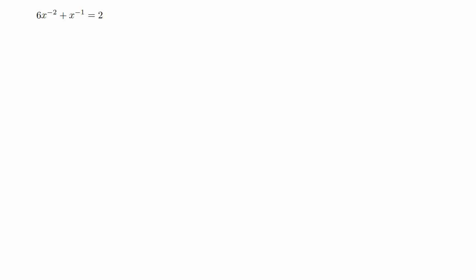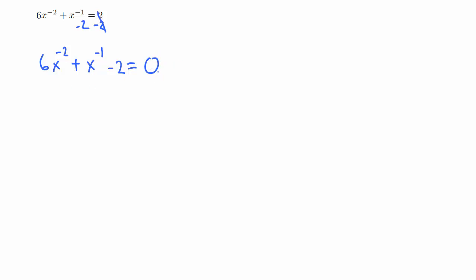Hello. In this video, we're going to be solving the equation 6x to the negative 2 plus x to the negative 1 is equal to 2. The first thing I'm going to do is get the 2 to the left-hand side, which means I need to subtract 2 from both sides here. That gives me 6x to the negative 2 plus x to the negative 1 minus 2 is equal to 0.